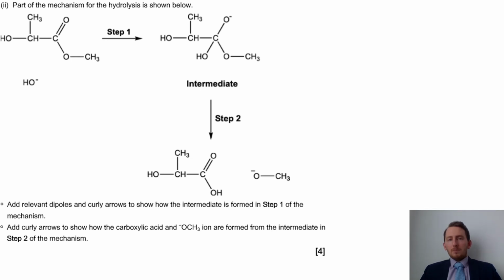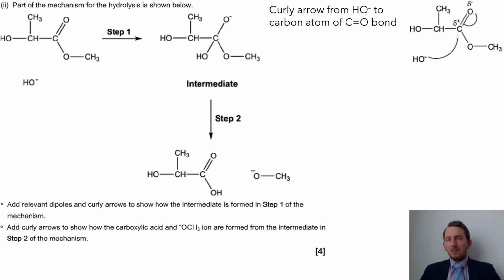Okay, we have another two-step synthesis, but this time I want you to write the mechanism, relevant dipoles, curly arrows, intermediates formed, and all that sort of stuff. Worth 4 marks. So, the first bit we need is from that OH group with the minus charge, we need a curly arrow pointing to the carbon double bond to the oxygen. Carbon is delta positive, oxygen is delta minus, and then one of the bonds between the C and the O goes to that oxygen. Make sure we've got those arrows and those dipoles there.